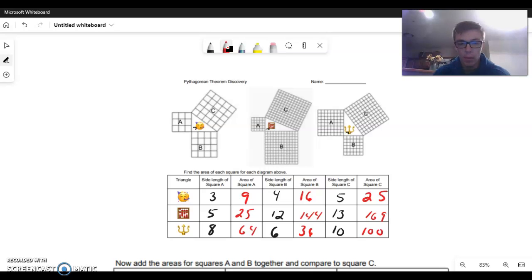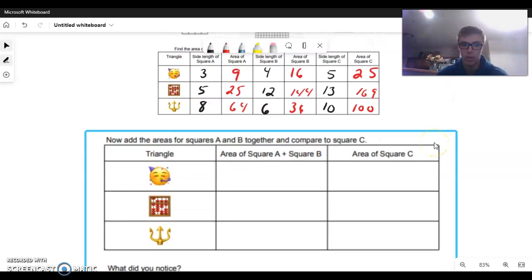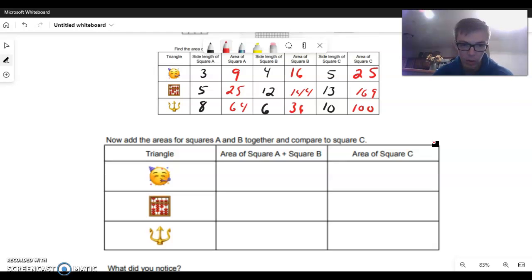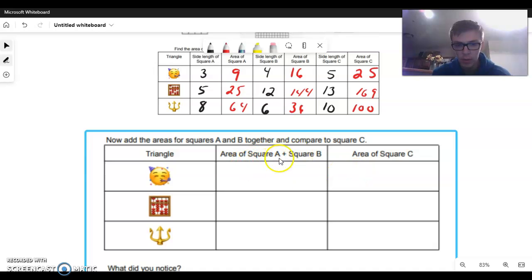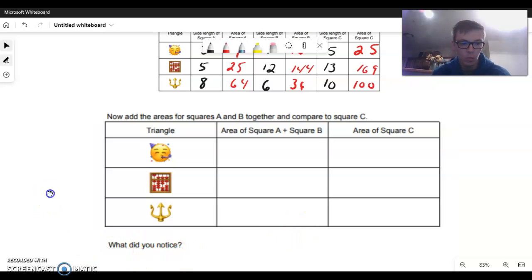Alright, so now we're going to use all those, okay? Now that we see all those, for each triangle in the next part on this page, using the same emoji to distinguish them, I want you to take the area of square A and add it with the area of square B in the middle column. Then write in the area of square C for the same one. I want you to compare the area of square A and square B that you added together to the area of square C, and see if you notice anything. Whatever you notice, go ahead and write that down below where it says, what did you notice?